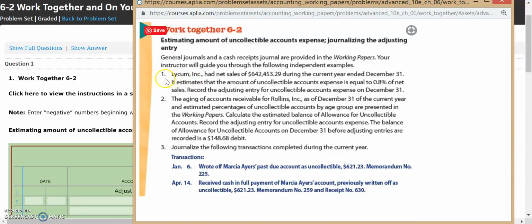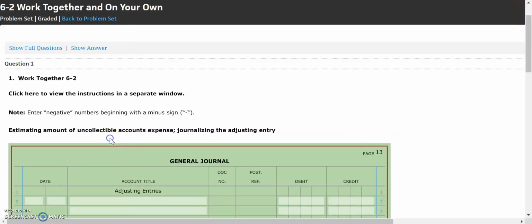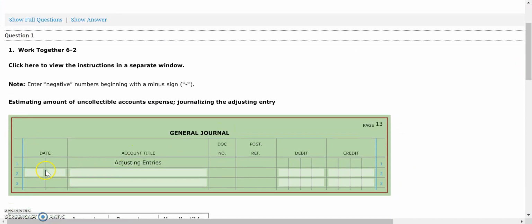So if you are going to do the estimate of uncollectible accounts this way, as a percentage of your net sales, you can do that as we described in the lecture. So let's do that transaction first. Remember, when we're doing the adjustment for uncollectible accounts expense, what that looks like here in our general journal is we're going to put our date in, which is of course December 31st.